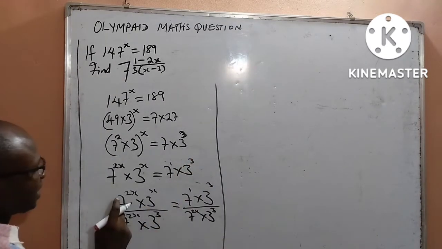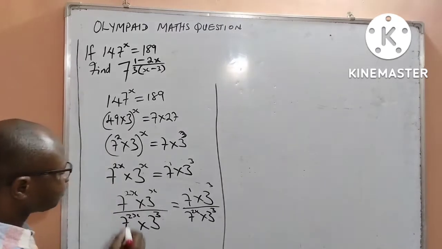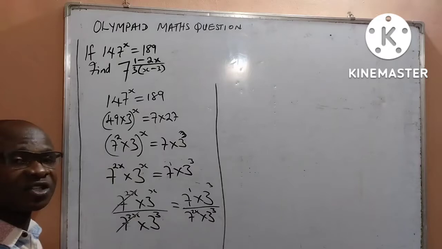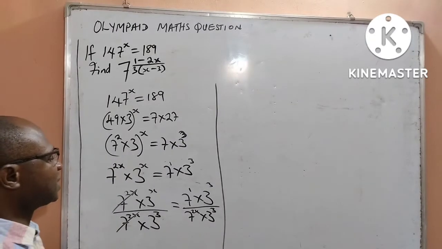Going forward, see with me, 7 raised to the power 2x in the denominator will cancel 7 raised to the power 2x in the numerator.